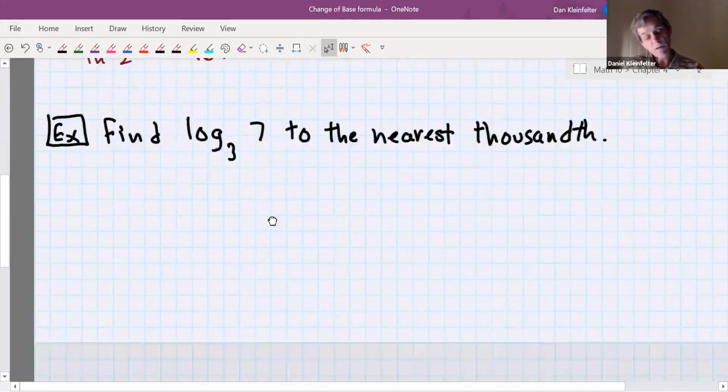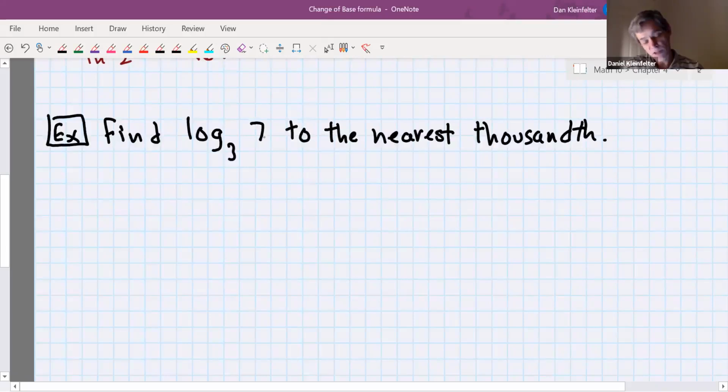All right, so now we're going to find the base 3 logarithm of 7 to the nearest thousandth. Most of the time, people like the common log, but of course either one will do. Just make sure, again, that you use the same one on the top and bottom, right? So this will be the same as the log of 7 over the log of 3. So that's log 7 divided by log 3.